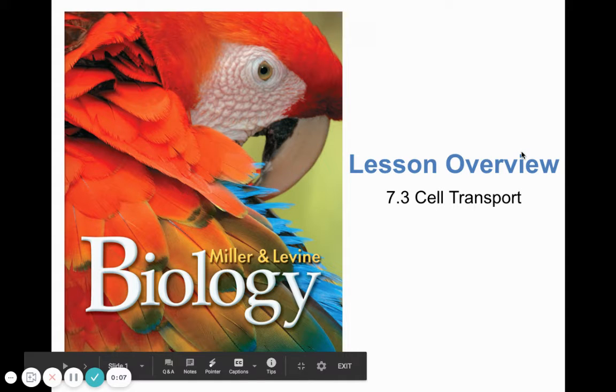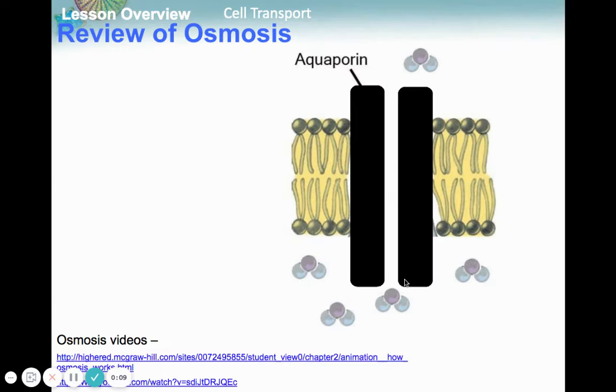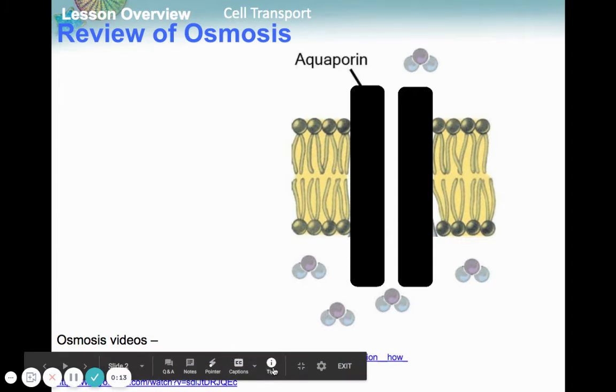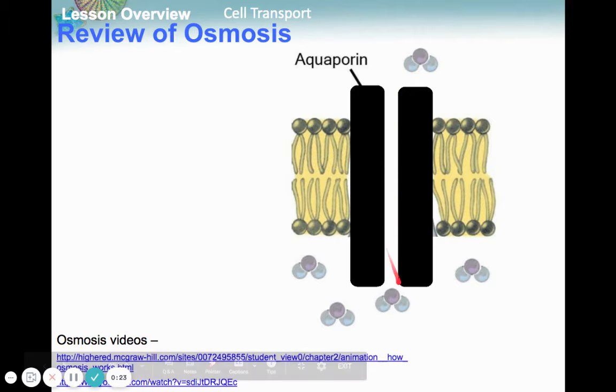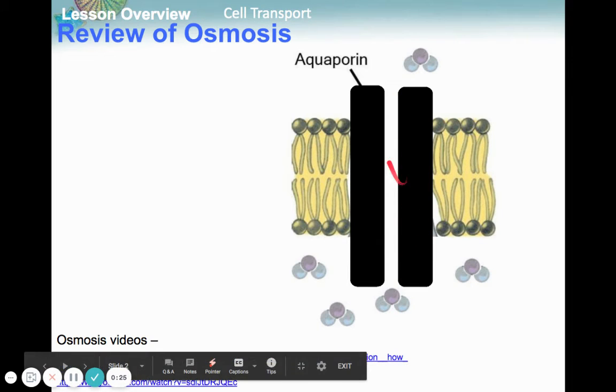Today's lesson will be a review of osmosis. Here we're looking at the cell membrane, just a segment of it. Okay, and here we have something called an aquaporin. These are little tubes, protein channels that water can travel through the cell membrane.